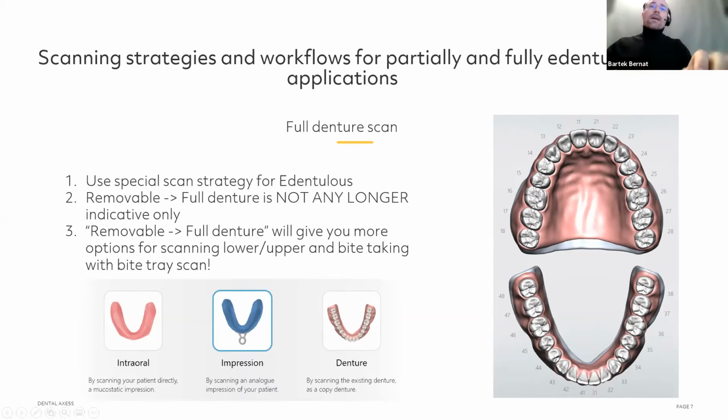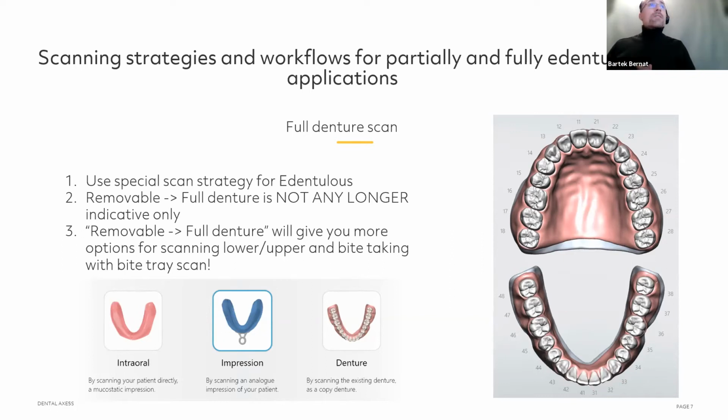And those options are, you can scan either intraorally, which I'm going to show you. You can scan the impression, that's more, let's say, traditional approach. You use the impression for the patient to have the right moves, and then you scan that. Or you can scan the denture itself. Of course, the last option is only okay if you have a denture that still fits okay and is comfortable to use, and the patient just wants to have a copy of it.